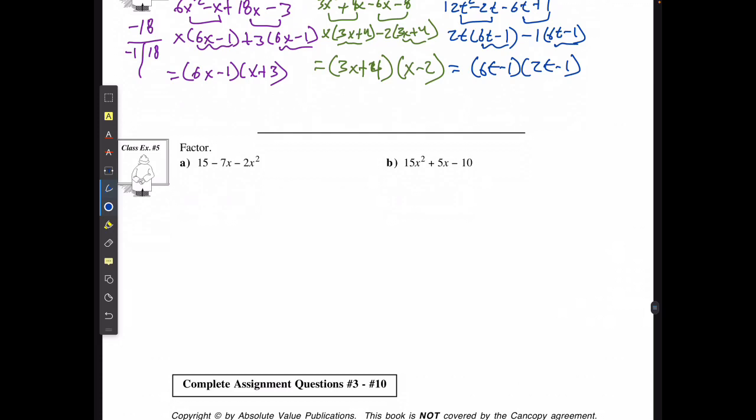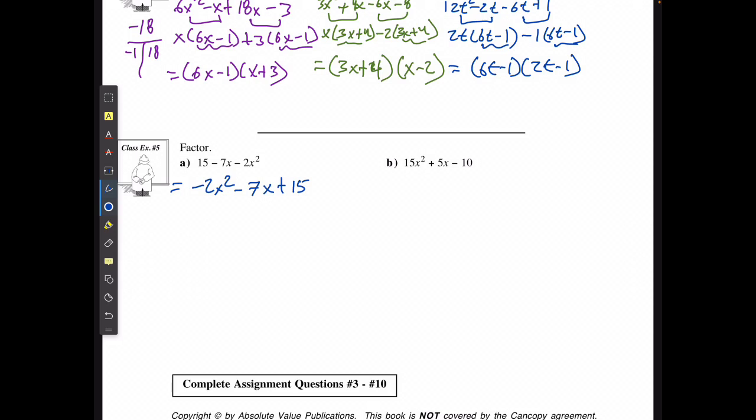All right, when we get to the last examples, well, the first one is already in the wrong order, so I'm going to rearrange this one right from the get-go. I'm going to say that it's the same as negative 2x squared minus 7x plus 15. Always do it in descending order from degree.